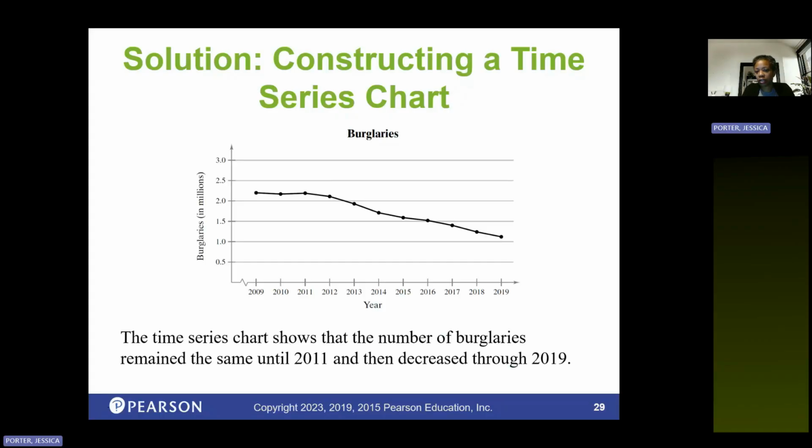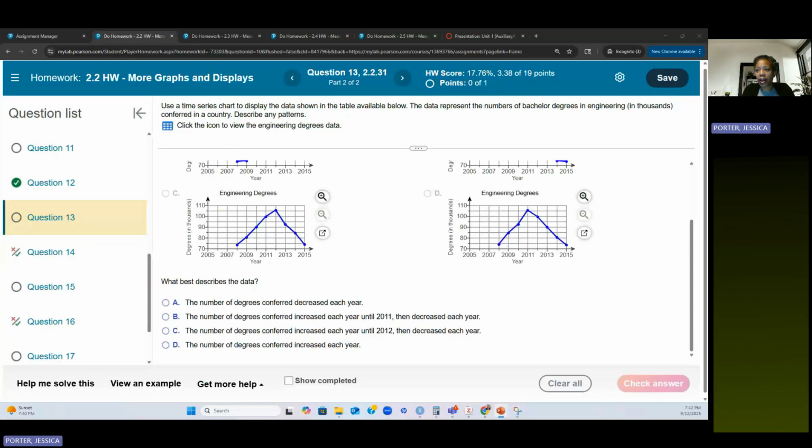2.3 is going to be about measures of central tendency. So let me pull that up and we'll get started on it. And that will take us into the break. We'll see how far we can get.